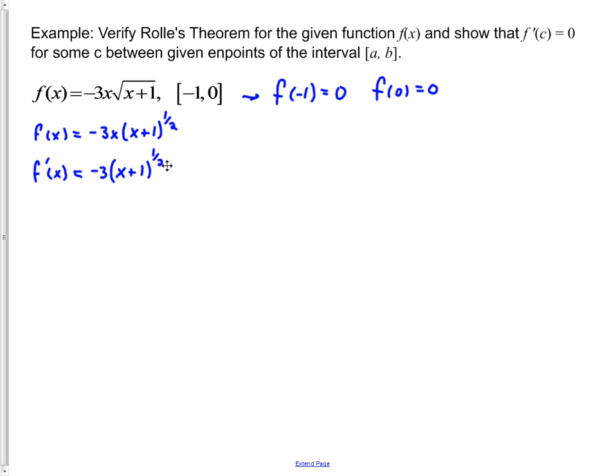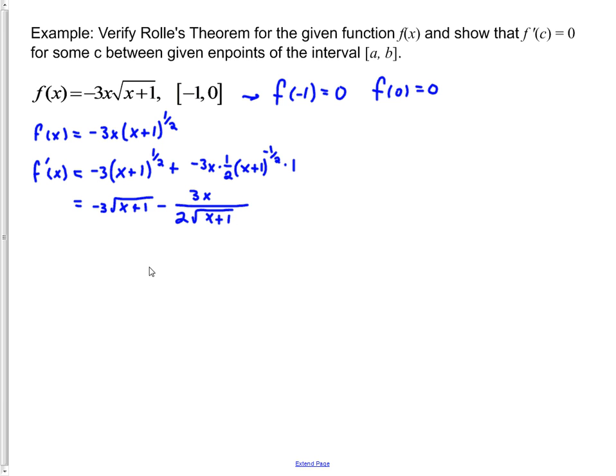And by the product rule, we add to it the first function, negative 3x, times the derivative of the second function. In this case, by the chain rule, that's going to be 1/2 times x plus 1 to the negative 1/2 power times the derivative of x plus 1. Well, that's just 1. So let's rewrite this a little bit. F prime of x is really the same thing as saying negative 3 times the square root of x plus 1, minus 3x, divided by 2 times the square root of x plus 1.